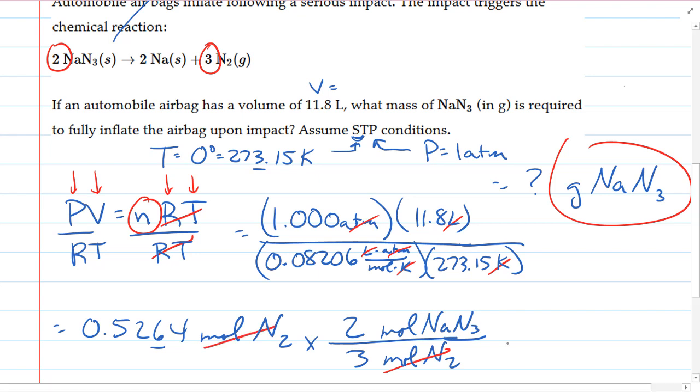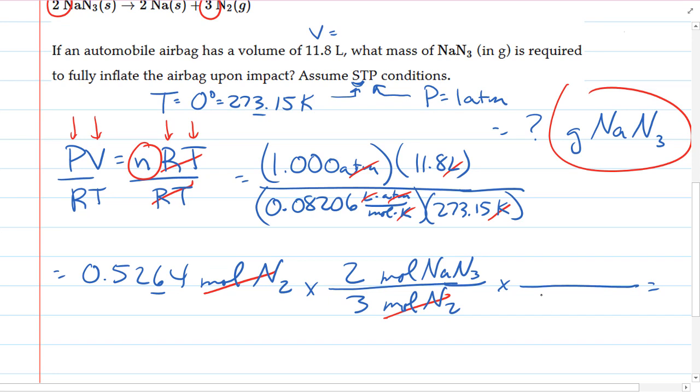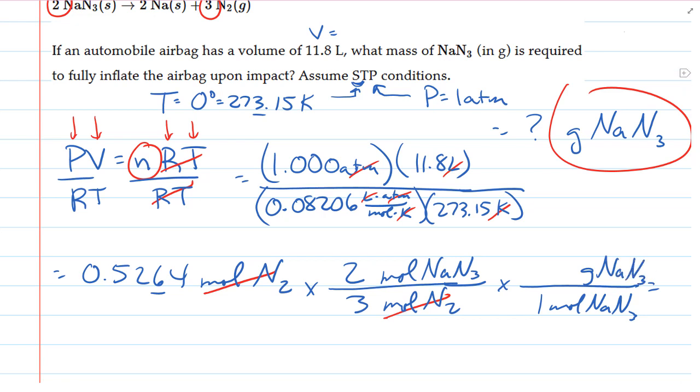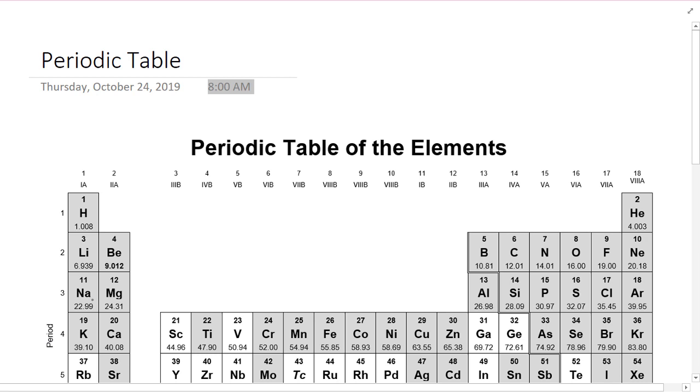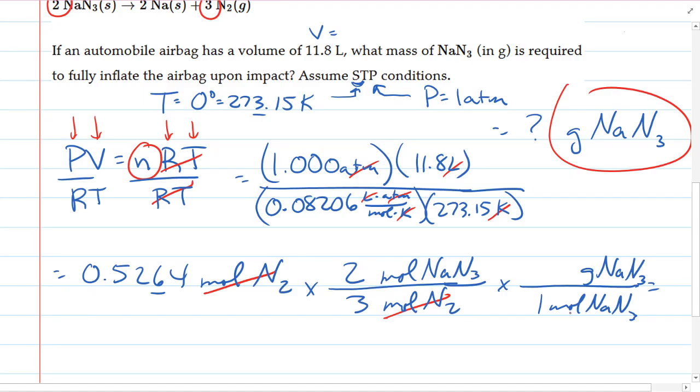Moles of N2 cancel out. Then, to calculate grams of the sodium azide, on the bottom we'd put in 1 mole of the sodium azide. On the top we'd put in grams of the sodium azide. So we go back to our periodic tables. We have 1 sodium. We have 3 nitrogens. 42.03 plus 22.99. We wind up with 65.02. Put in the 65.02.